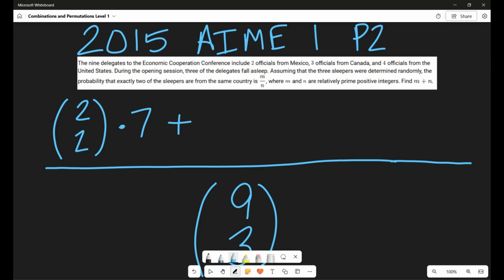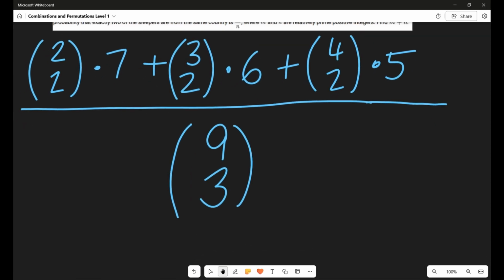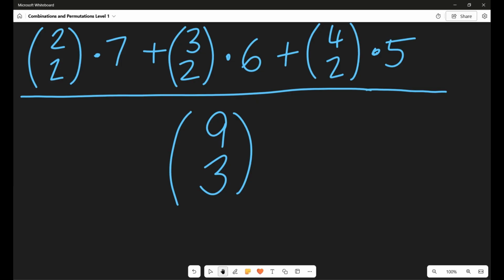Now, similarly, in our second case, there's 3 choose 2 ways to choose the sleepers from Canada, and there are 6 ways to choose the third sleeper. Now, in our third case, 4 choose 2 ways to choose the sleepers from the United States, and 5 ways to choose the third sleeper. And now we've come right back to evaluation, where we just have to work through each of these combinations and determine our final answer.